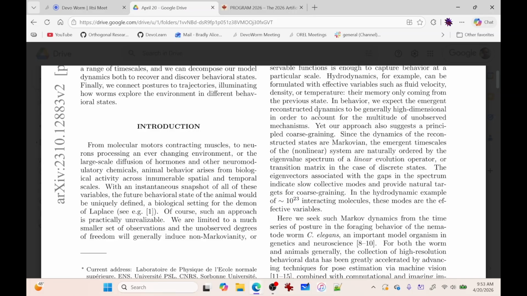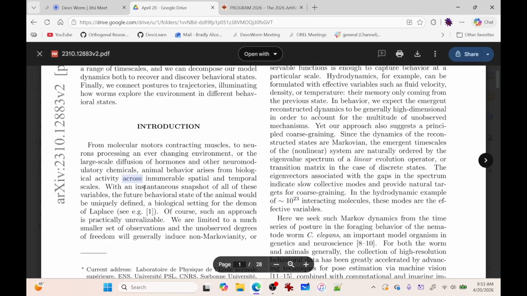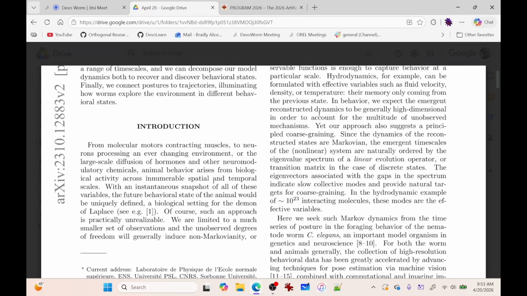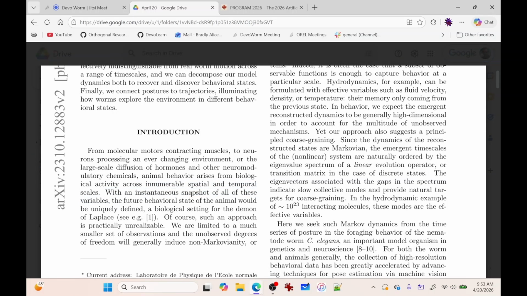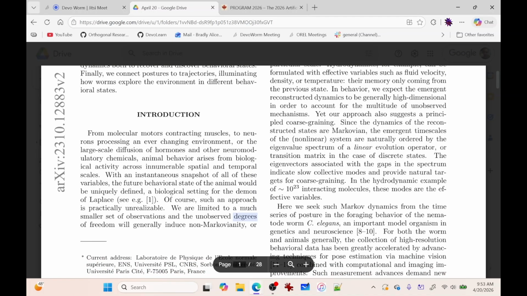So the introduction is, from molecular motors contracting muscles to neurons processing an ever-changing environment, where the large-scale diffusion of hormones or other neuromodulatory chemicals, animal behavior arises from biological activity across innumerable spatial and temporal scales. So this is a spatiotemporal aspect. With an instantaneous snapshot of all these variables, the future behavioral states of the animal would be uniquely defined, a biological setting for Laplace's demon.